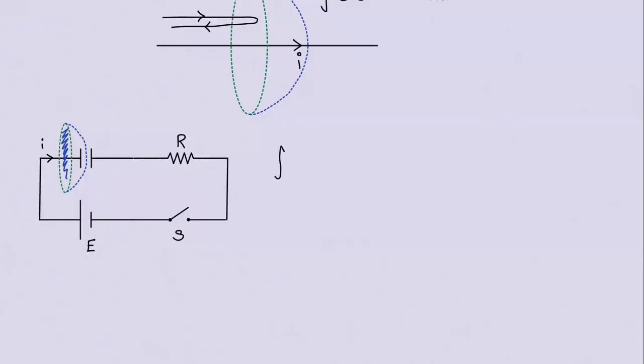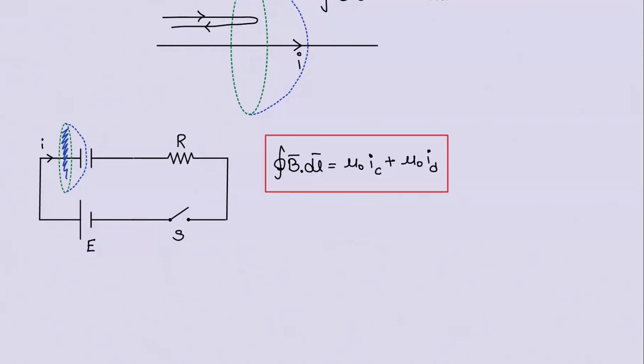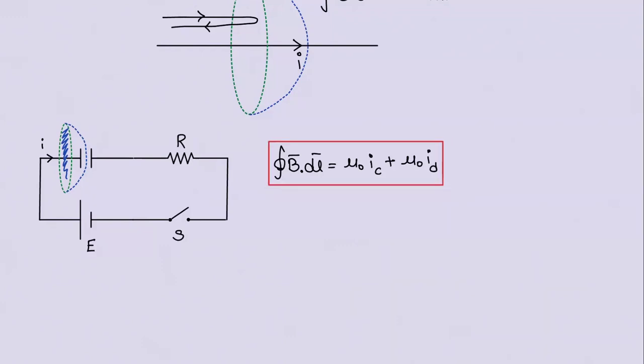Integral B dot dl is equal to mu naught times I_n. Apart from that, he says mu naught times I_d. In means you take conventional current, let us call it I_C. He created a new term called the displacement current. Once you take this, everything will fit in perfectly. Understood?